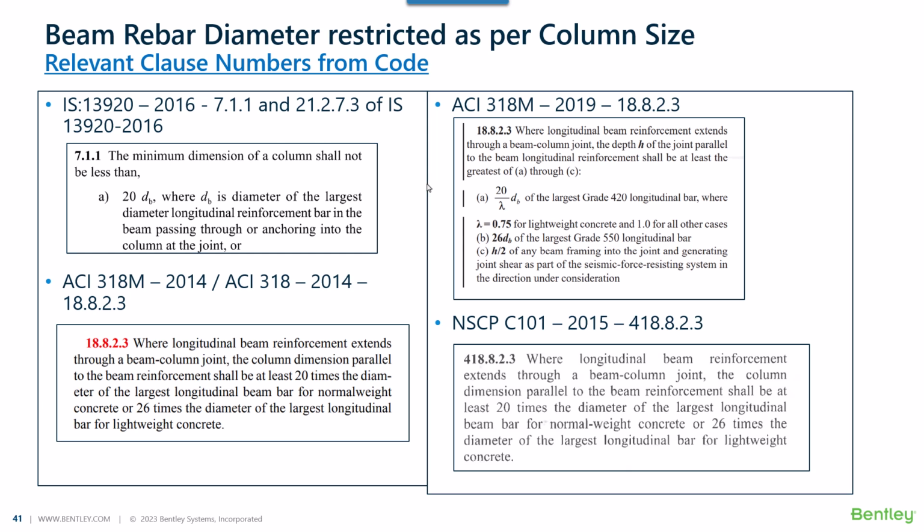So now let's look into the clause which tells us to restrict the column dimension with respect to the maximum longitudinal diameter of the beam. As per different clauses from the IS code, or let's say the ACI code, or even the NSCP code, the clause snapshots which we see on the screen here say that the longitudinal beam reinforcement extends through a beam column joint, and the column dimension parallel to the beam reinforcement shall not be less than 20 times the diameter of the largest longitudinal beam bar.